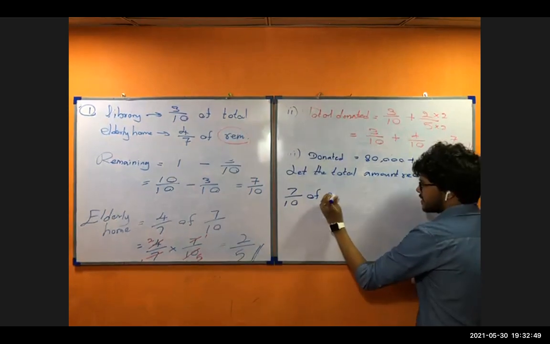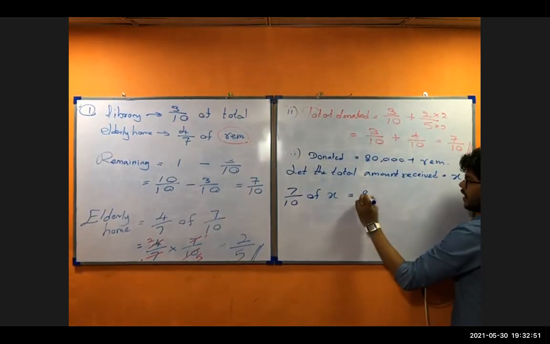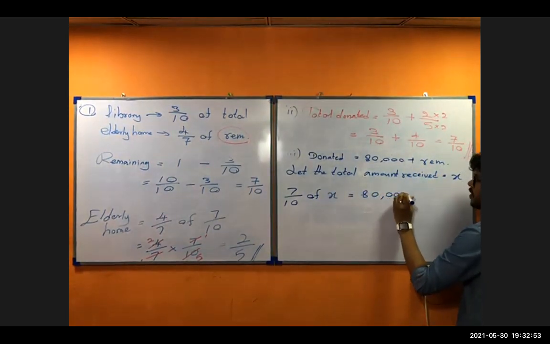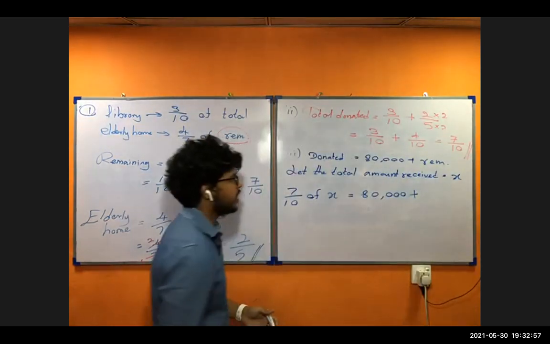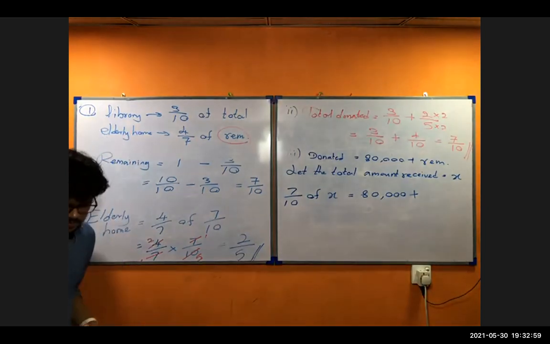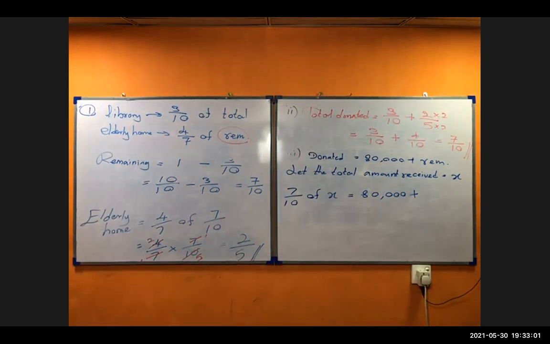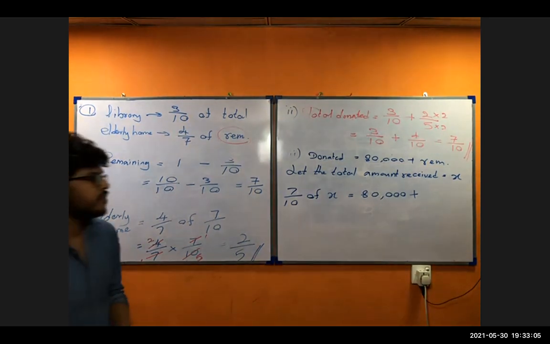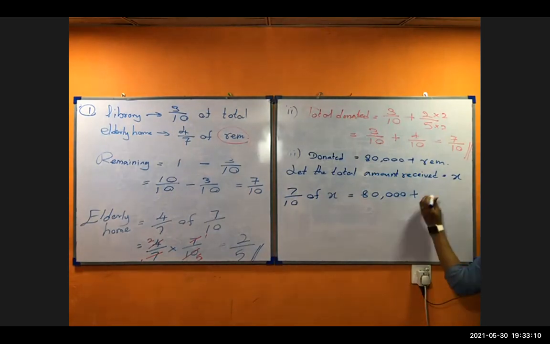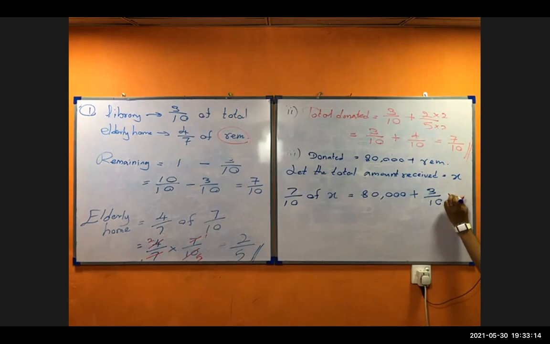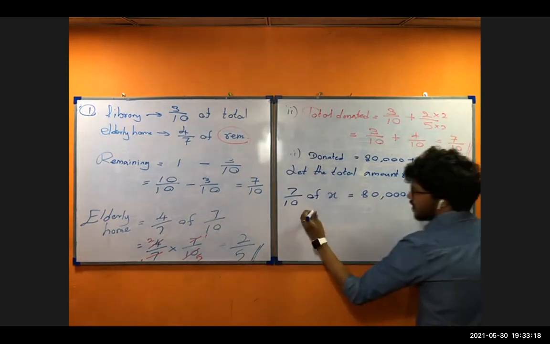Seven-tenth of X is equal to 80,000 plus the remaining. The remaining means what? If you donated 7/10, the remaining is going to be 3/10, right? Why? You donated 7/10 and the remaining is going to be this much, right? Then what do I have?